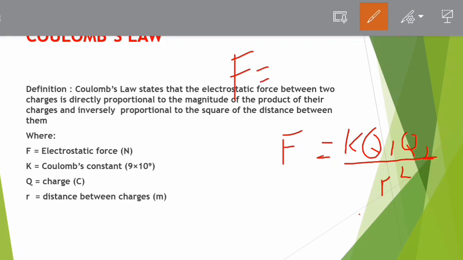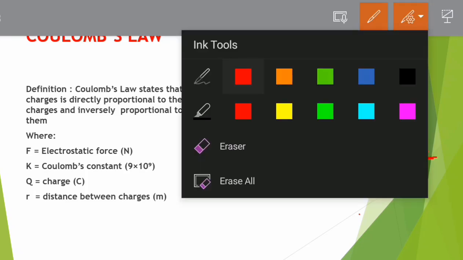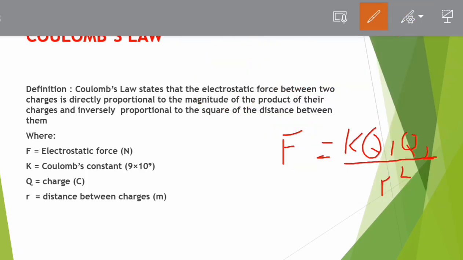Remember, the formula for Newton's law of universal gravitation was G m1 m2 over r squared. Now from this one we can tell that they just substituted the G with the K and replaced the masses with the charges, and also the F here is not the F there. In that one the F is the gravitational force, but the F in this one is the electrostatic force. So that's the difference between the two.